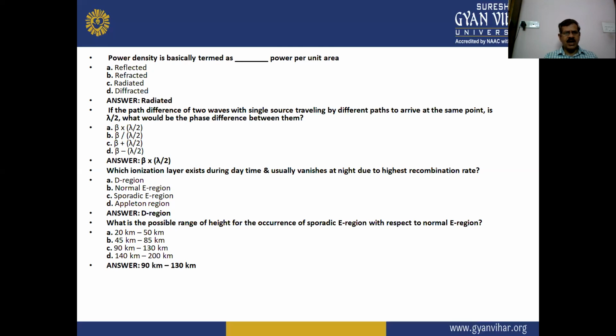In this question, which ionization layer exists during daytime and vanishes at night due to the highest recombination rate? So the D region is the correct answer. Option A is correct, because the D region exists during the daytime and disappears at night due to the highest recombination rate. So the correct answer is option A, D region.